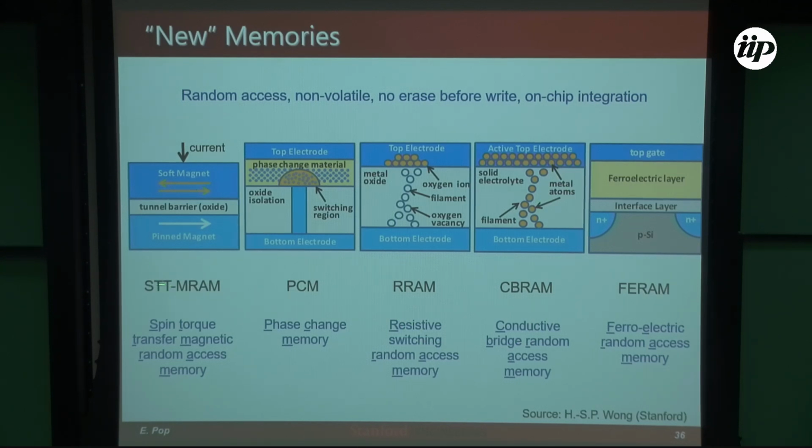Magnetic memories, STT-MRAM, phase change memory based on germanium, antimony, tellurium compounds. These are, I've already shown these, hafnium oxide, or we've actually done some boron nitride memory work like that. And this is the FERAM, ferroelectric random access memory, that some people work on as well. I don't necessarily know which ones will succeed, but I think all of them are being looked at.